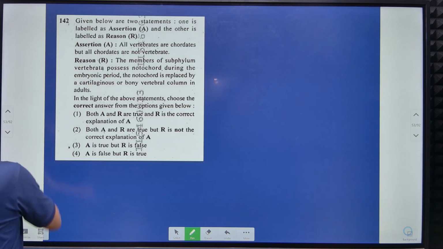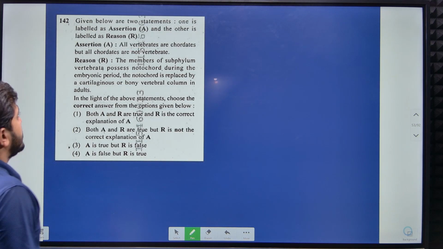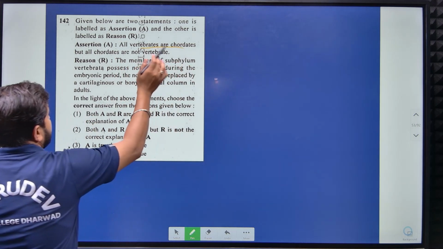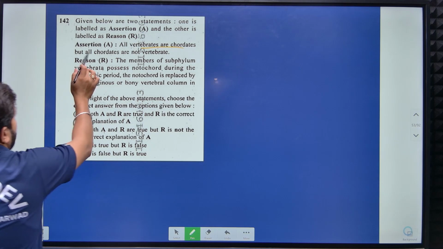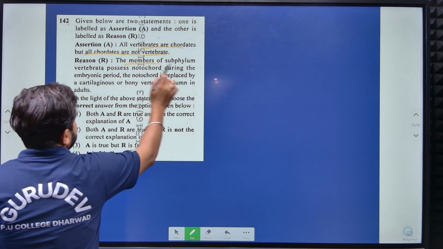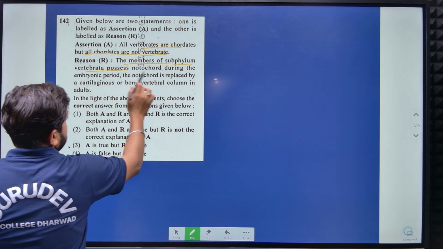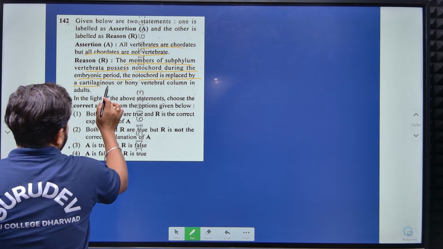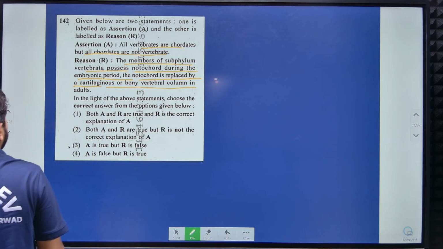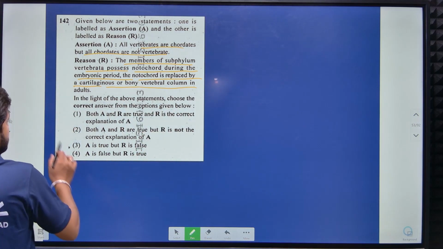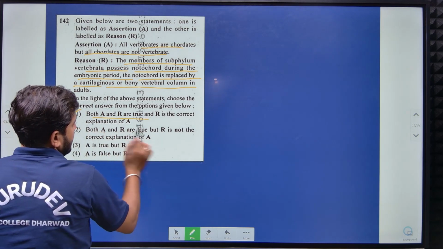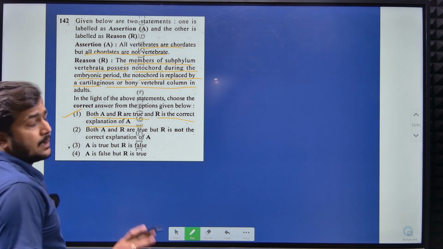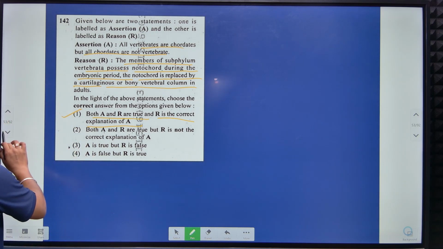Then moving on to the next, given below are two statements, that is assertion and reason. All vertebrates are chordates, but all chordates are not vertebrates. The members of subphylum Vertebrata possess notochord. During the embryonic period, the notochord is replaced by a cartilaginous or bony vertebral column in the adult. So according to that, both assertion and reason are true and reason is the correct explanation of assertion, that is option 1, right?